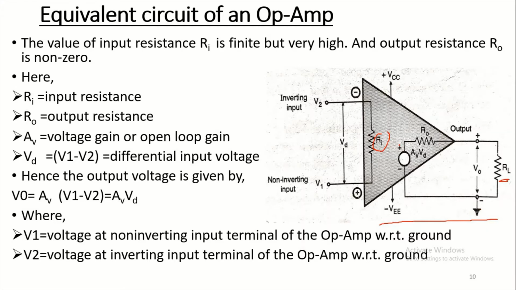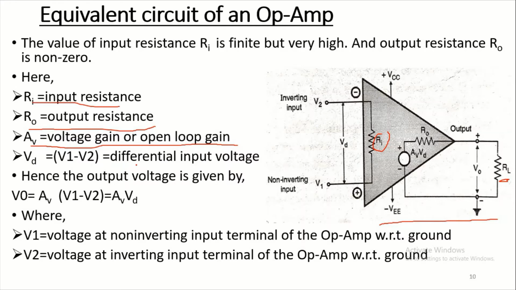Please remember, the value of RI is finite but very high, and the output resistance value is non-zero. Here RI is the input resistance, R0 means output resistance, AV means voltage gain or open loop gain. Why is this called open loop gain? Because the output directly depends on the input, it does not depend on the feedback, so it is called open loop gain.